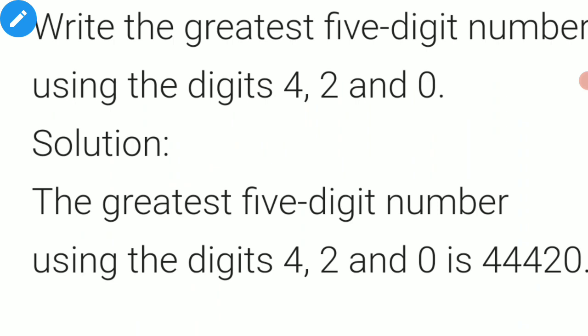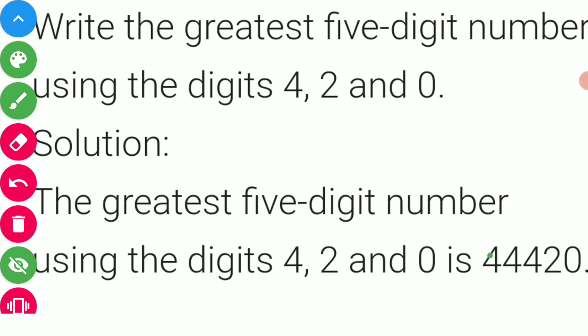So that means this 4 we have to repeat, and then the remaining digits we will write in descending order. So let's write the number. So we will make 5 places here.